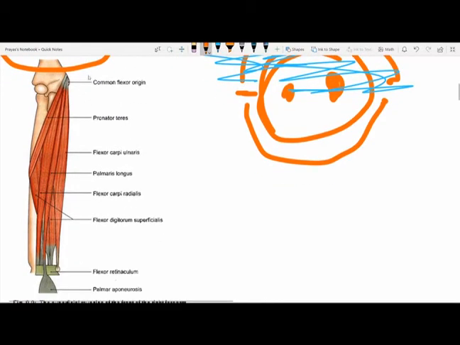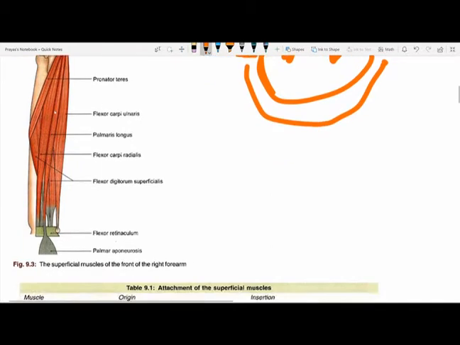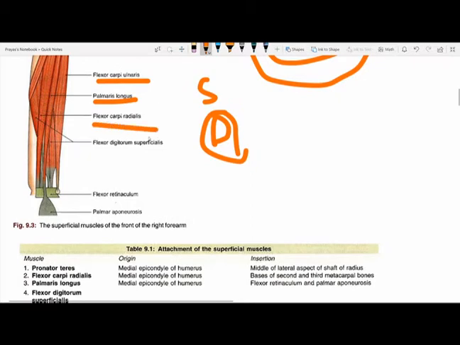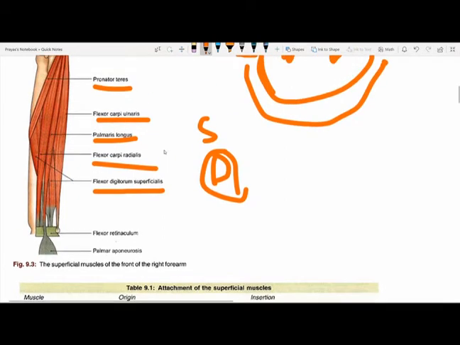These are the muscles in front of the forearm. There are superficial muscles and deep muscles. These are the superficial muscles; we will talk about deep muscles as well in a minute. The superficial muscles are pronator teres, flexor carpi ulnaris, palmaris longus, flexor carpi radialis, flexor digitorum superficialis. Complicated names, I'm probably messing up the pronunciations.